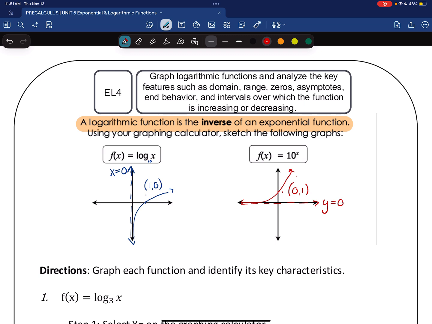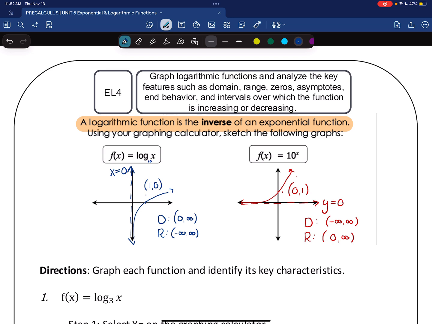The domain for this function is negative infinity to infinity. And the range for this function is going to be from 0 to infinity. Whereas for its inverse, the domain here is 0 to infinity, and the range is all real numbers, or negative infinity to infinity. So their behavior is that they really are just reversing each other.